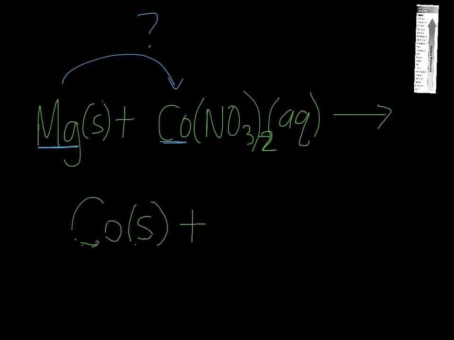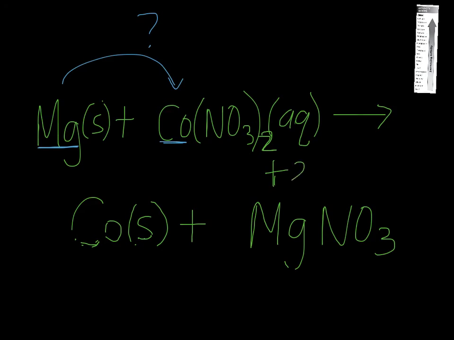And then magnesium is going to bond with nitrate. So magnesium and NO3. Now that's not the right formula because we need to remember to cross the charges. Magnesium is in group 2, it's got a +2. Nitrate, you should memorize, has a -1. So we're going to have to bring that 2 down. And these couples usually stay as aqueous solutions.